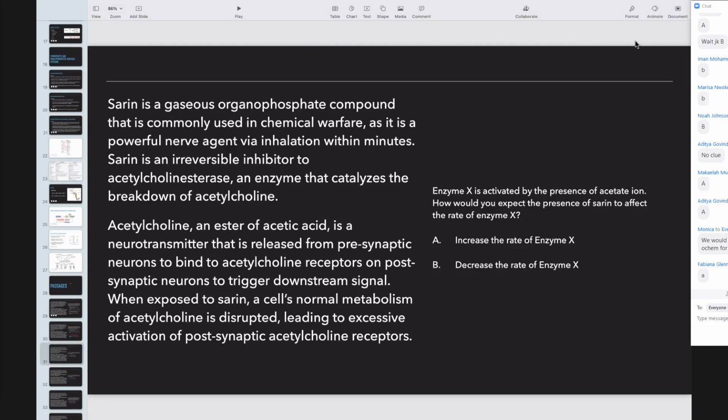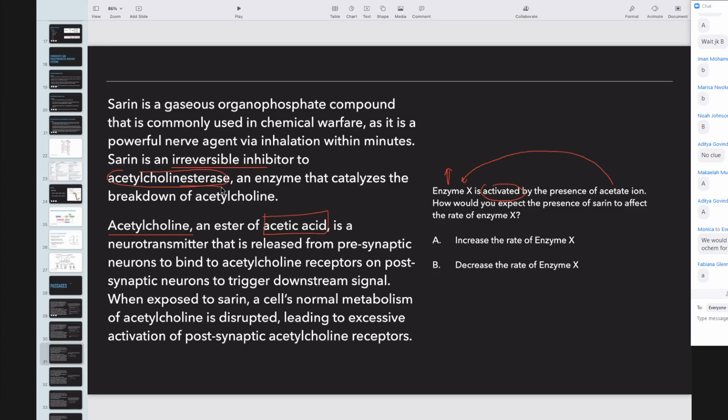And so what's happening here is it's saying enzyme X, which we don't know what enzyme X is, is activated by the presence of acetate. Acetate increases enzyme X activity. How would you expect the presence of sarin to affect the rate of enzyme X? This is where you need the OChem information. It says right here, acetylcholine is an ester of acetic acid. Sarin inhibits acetylcholinesterase, so it cleaves esters.